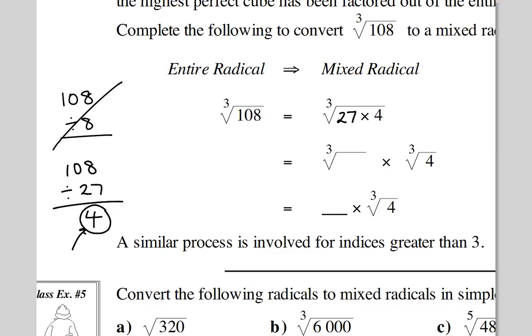So the first step is 108 equals 27 times 4. That's something we know. It's the factors. 27 times 4 is 108. Then we split, so you can even put that word there if you want, split, 27 goes first, 4 goes next, and then you simplify the perfect one. So the cube root of 27 is 3, because 3 times 3 times 3 is 27.